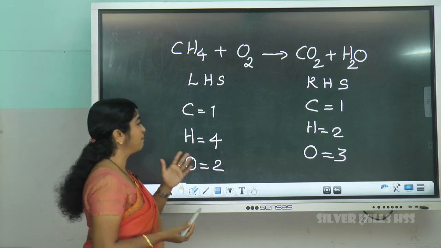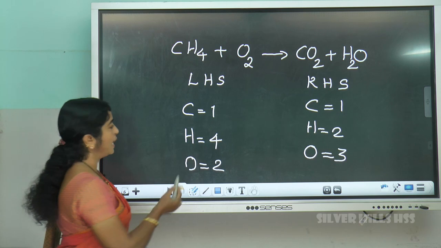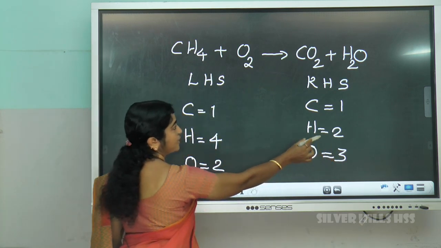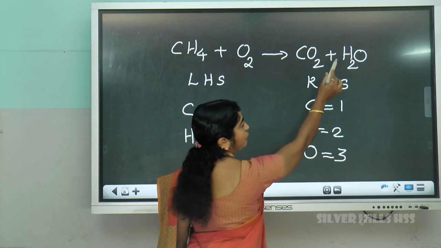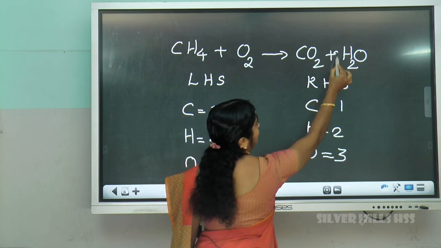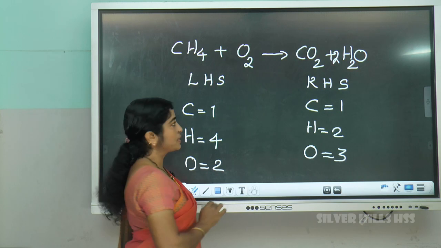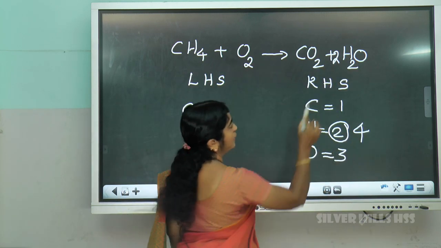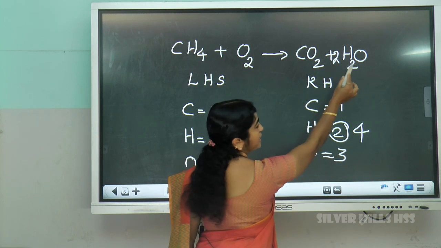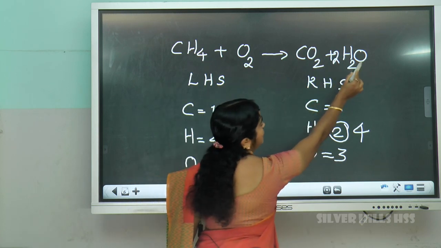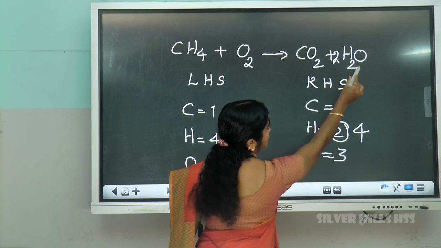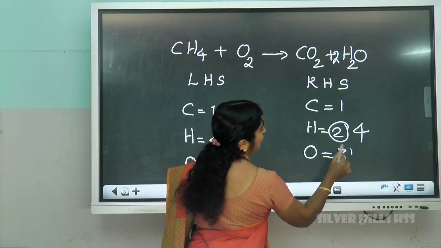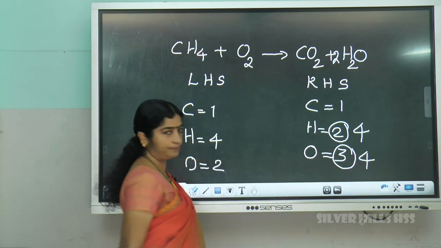So let us balance hydrogen first. Hydrogen we have to make 4 here on the right side. To get 4 hydrogen atoms on the right side, which number do we have to multiply here? We have to multiply by 2. So hydrogen became 2 into 2, hydrogen became 4. And oxygen also changed, the number of oxygen atoms changed: 2 into 1, that is 2, and here 2 more oxygen atoms, so 2 plus 2, total number of oxygen atoms became 4.